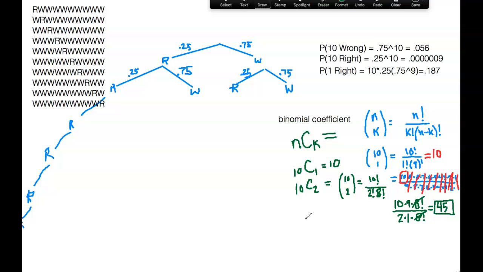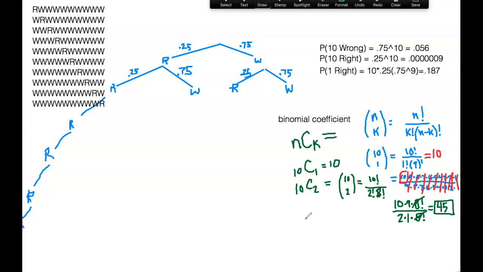10C3. What's 10C3? Oh, I had it right. I guessed it earlier. It was like 45. 10C3 would be 3 factorial is 6. So I'd have to do 10 times 9 times 8 divided by 6. 10 times 9 times 8 divided by 6 is 120. 10C3 is 120. Okay. That's showing the work, okay?